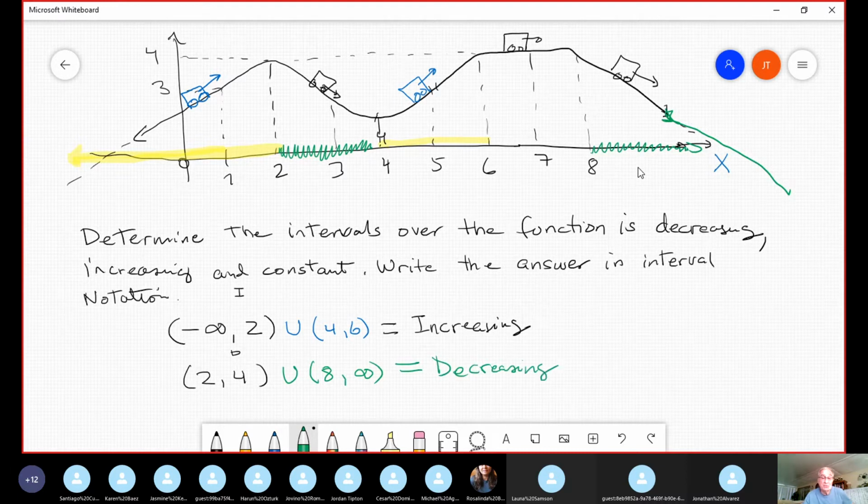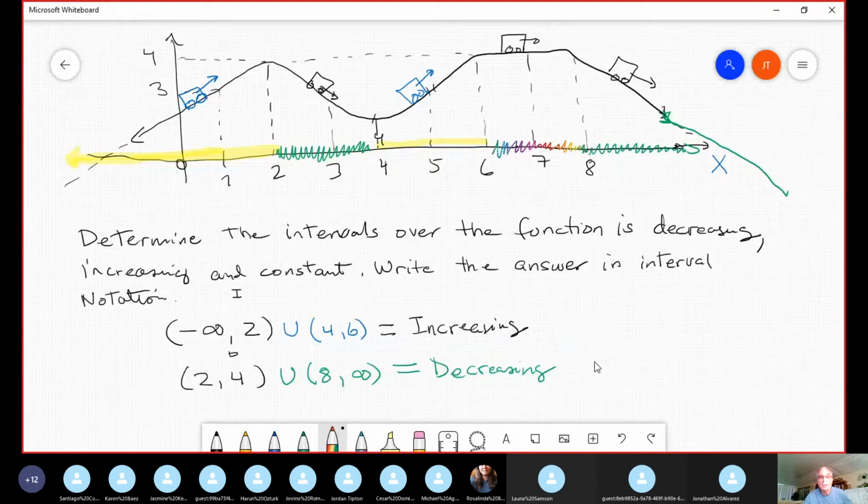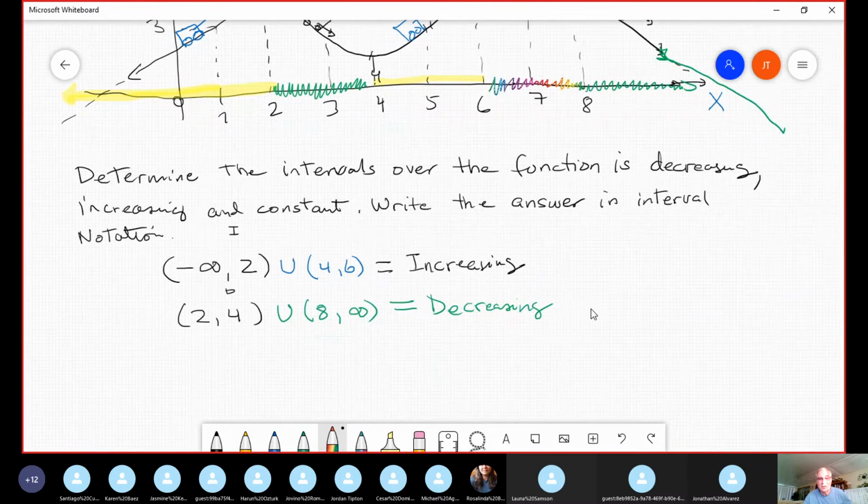And constant, well, is in that part. From 6 to 7, the y value stays the same as 4, but I don't care about the y value. It's from 6 to 7, no? Parenthesis 6 to 7, to 8, no? To 8. This is constant.